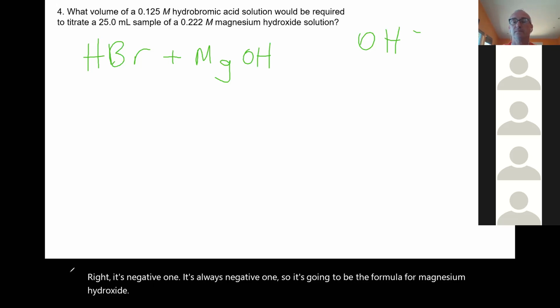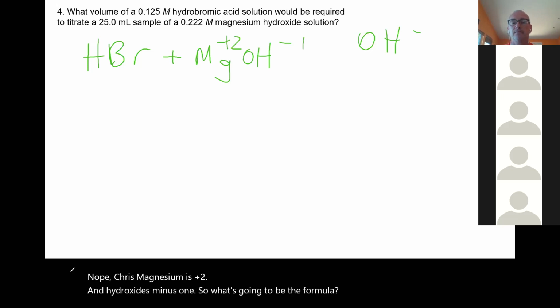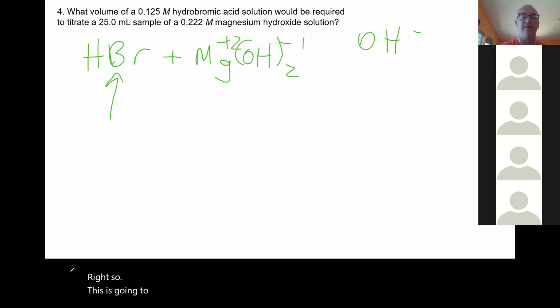So what's going to be the formula for magnesium hydroxide? I think it's going to be MgOH because 1 balance. No, because magnesium is +2 and hydroxide is -1. So what's going to be the formula? Mg(OH)2, so brackets 2. Yeah, right. So this is going to completely ionize, and this is going to completely ionize.